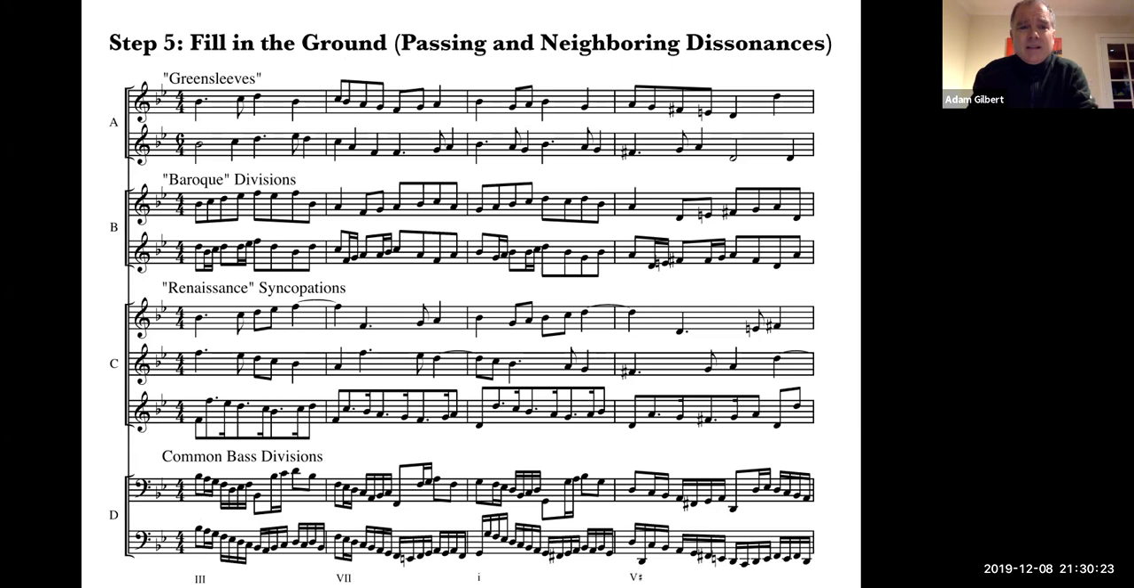Now, here's the next step, to fill in the ground. That means filling in those chords. So if I'm doing strict consonances, that is the next step.